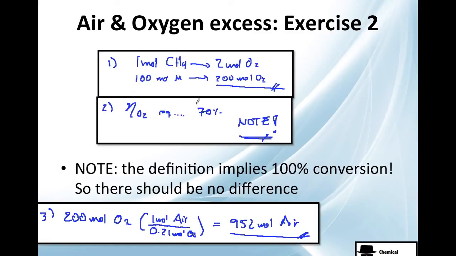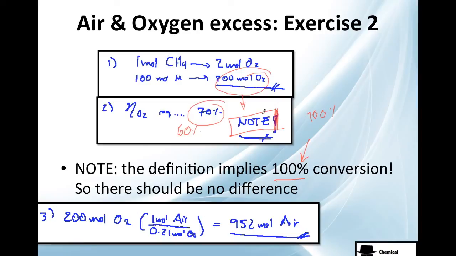Number 2, calculate the amount of oxygen required for a 70% conversion. And this is a tricky one. It's kind of like a joke, because the definition of theoretical oxygen implies a 100% conversion. So the definition doesn't care how much the conversion is, because by definition you need to have 100%. So this is a tricky one, and you could not have a difference. The required oxygen will be defined by 100%. So it will be the same, 200 moles. You need 200 moles.